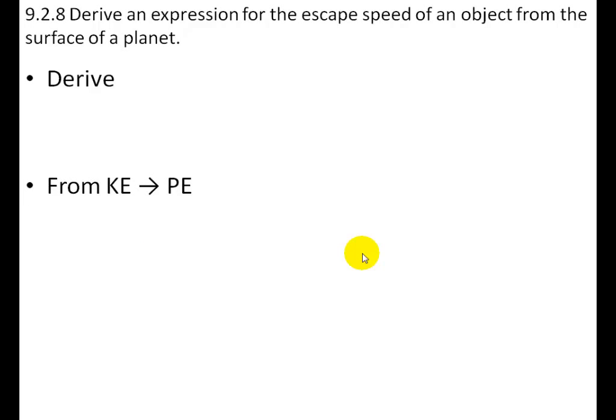Derive an expression for the escape speed of an object from the surface of a planet. So you need to be able to derive this. So you end up with v is equal to the square root of 2GM over r. Basically from the kinetic energy to potential energy. You should be able to do that.